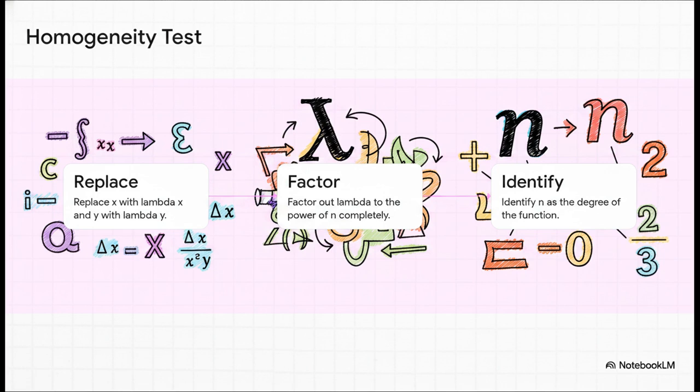Step 1. You go into your function and replace every single x with lambda x and every y with lambda y. Step 2. Try your absolute hardest to mathematically factor that lambda completely out of the expression. Step 3, if you manage to pull lambda out to a specific power, that power, we'll call it n, is the degree of your function. And what's super cool here is that n can be a positive number, negative, 0, or even a crazy fraction.